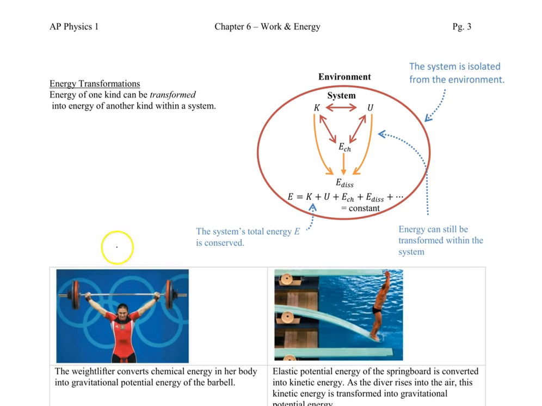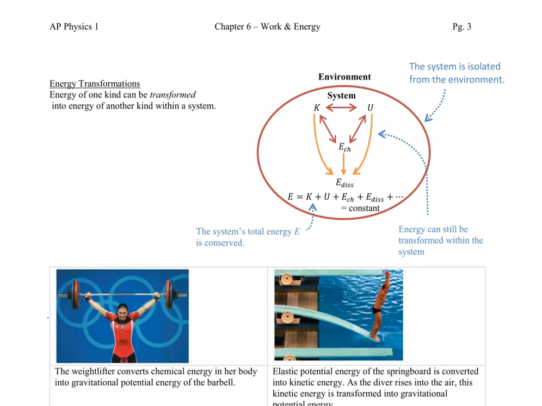Kind of like if you look at this picture down below, you have a weightlifter who is converting chemical energy stored in her body to gravitational energy. Well, the system in this case would probably include the barbell and her and even the ground that she's on top of. So that would be our system. We've already actually discussed systems before when we talked about forces. Maybe this might help you to understand them.